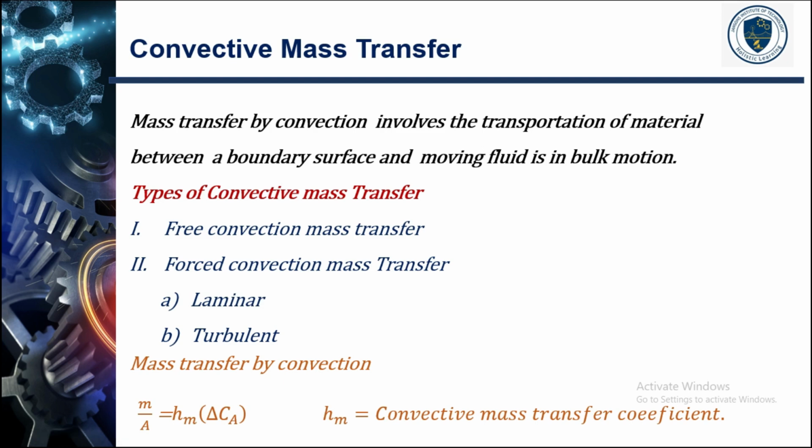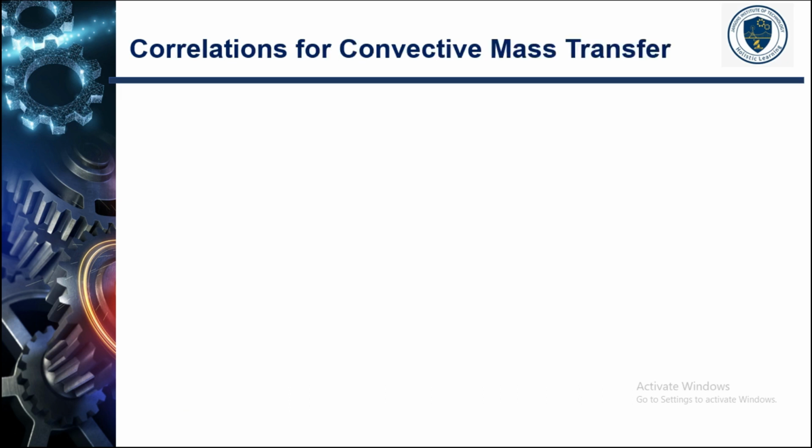Now, to solve the problems in convective mass transfer, we have to find the convective mass transfer coefficient. To evaluate it, we must know the various correlations. Those correlations consist of various non-dimensional numbers. Now I will introduce the various non-dimensional numbers which are used to solve convective mass transfer problems.